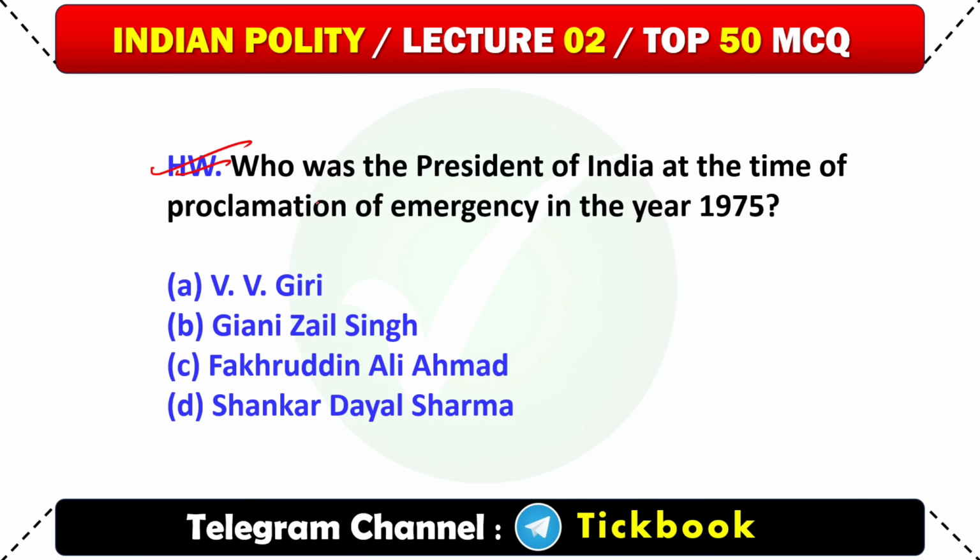So it is your homework, guys. You have to answer this question in the comment section. Who was the President of India at the time of proclamation of emergency in the year 1975? Write down the answer of this question in the comment section.